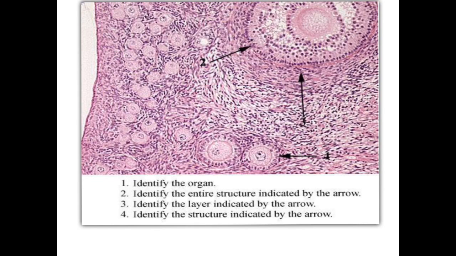Number 1, identify the organ: ovary. Number 2, identify the entire structure indicated by the arrow, the whole structure. It is the secondary follicle. Number 3, identify the layer indicated by the arrow. It is the theca interna. Number 4, identify the structure indicated by the arrow. This is, of course, a unilaminar primary follicle.